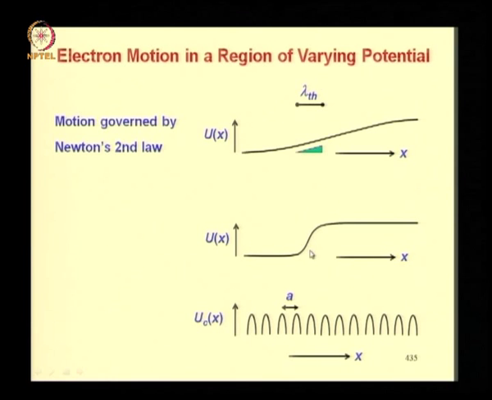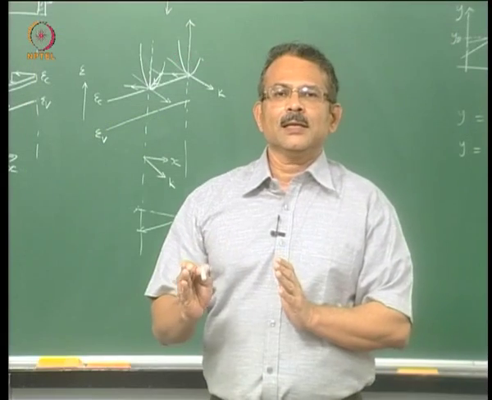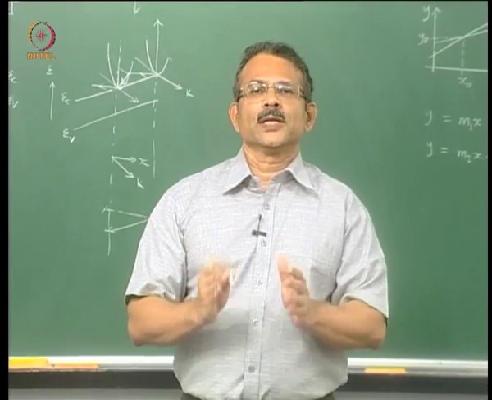On the other hand, if it varies rapidly over the same length scale, so you can see the length over which the variation is occurring here is smaller than lambda thermal. Another example of that is the crystal potential, where there are rapid periodic variations in the potential. If you see the length scale A, it is much less than lambda thermal. A is the distance between two consecutive atoms. Then in both these cases, the motion is governed by Schrödinger's equation, and that is why to analyze the motion of an electron in a crystal, we must start from Schrödinger's equation.